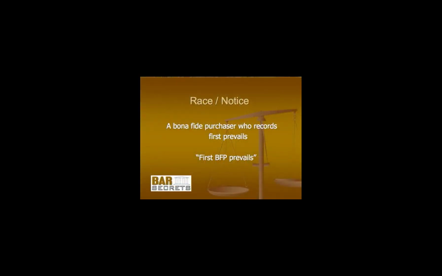So if son records, too bad, the last BFP wins. If person 1 records, too bad, the last BFP wins. However, in a race notice jurisdiction, the first BFP to record prevails. So that's the difference. If it's race notice, first BFP. If it's pure notice, last BFP. So that makes a big difference.